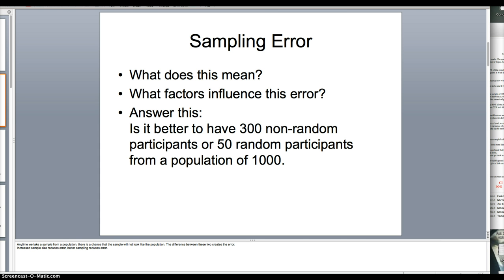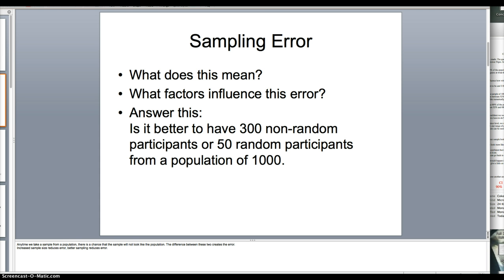Questions often asked: was it better to have 300 non-random participants for a population of 1,000 or 50 random participants? It's really difficult to say. If the 300 non-random all look exactly alike and we know what our population looks like and they don't really look like the population, then that's not very good. Now, if we have 50 in our sample, but those 50 in terms of percentages look like our population, then sometimes it's better to have fewer numbers and a better quality sample.